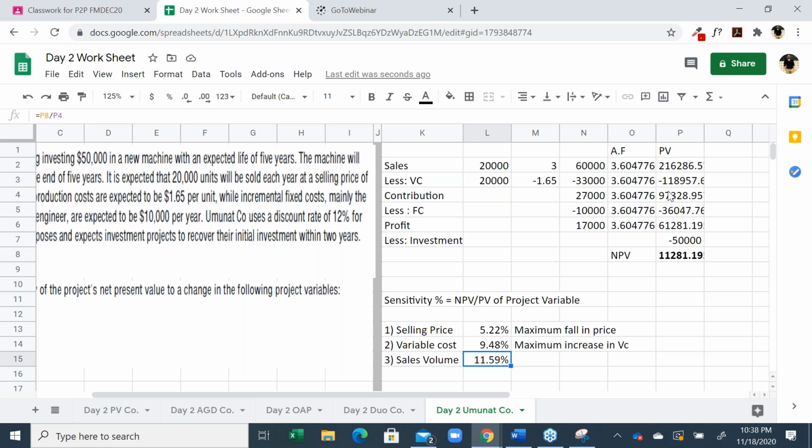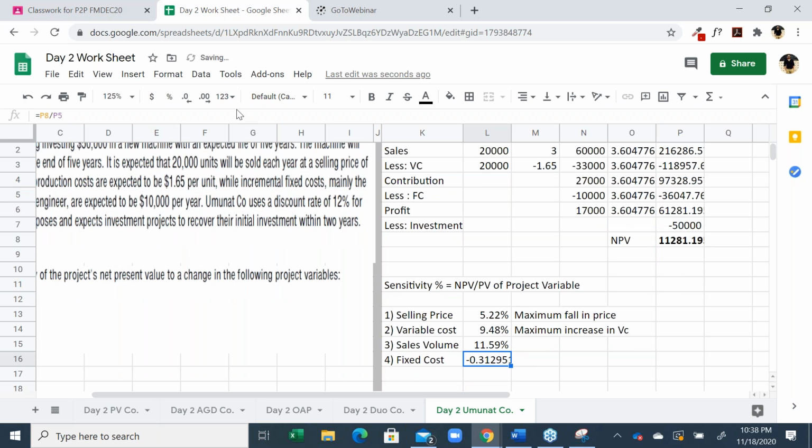We can also check it with fixed cost, though the question hasn't asked us to calculate it, but we can also calculate the sensitivity with fixed cost. In that case, we will pick NPV and divide it by the present value of the fixed cost, which is 36047.76. And this is 31.3%. So the maximum increase in the fixed cost that we can afford is 31.3%. So if we increase this figure of $10,000 by 31.3%, our NPV will be zero.